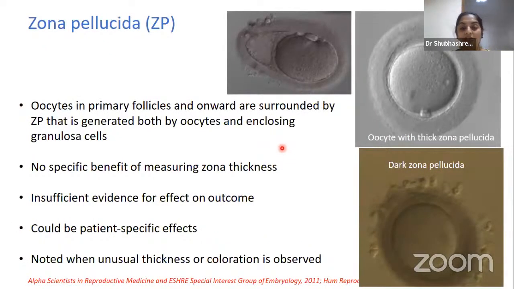Further, the zona pellucida is the outermost layer of the oocyte. It's a well-known fact that oocytes in primary follicles and onward are surrounded by the zona pellucida, which is generated both by the oocyte and the enclosing granulosa cells. The Istanbul consensus has stated that there is no specific benefit of measuring zona thickness, which doesn't correlate with reproductive outcome, because there is insufficient evidence that zona pellucida thickness or coloration leads to an abnormal outcome. These effects might be patient specific. It is stated that it is better to note down if unusual thickness and coloration is observed whenever we go for the ICSI procedure.